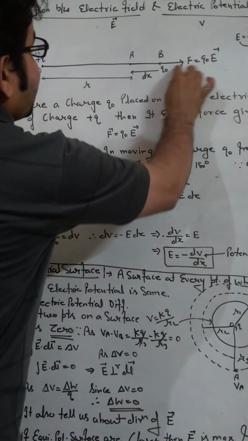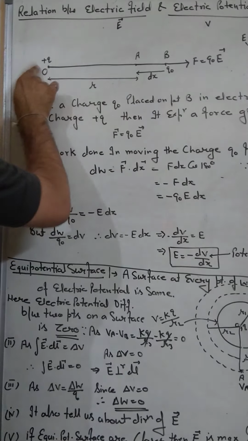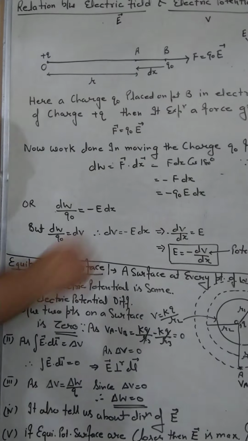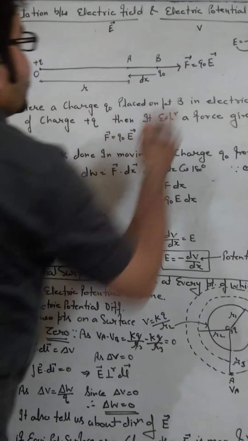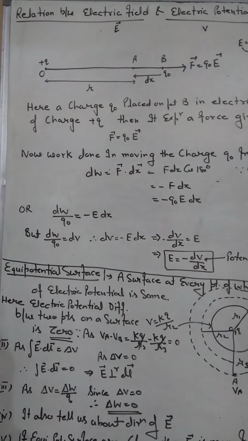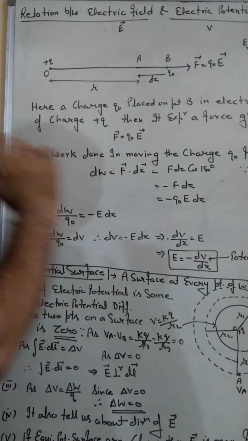So the net force experienced by that Q naught test charge at point B, under the presence of the electric field produced by the plus Q charge, will be F is equal to Q naught E. Since it is a vector, the force will also be a vector. So the net force, given by vector F, is equal to Q naught vector E.